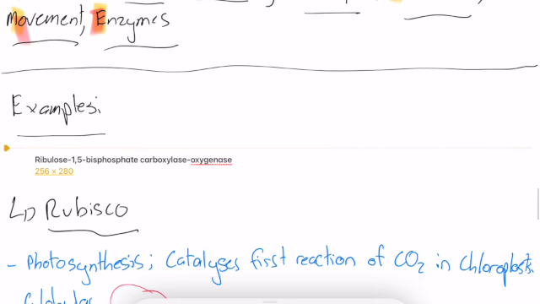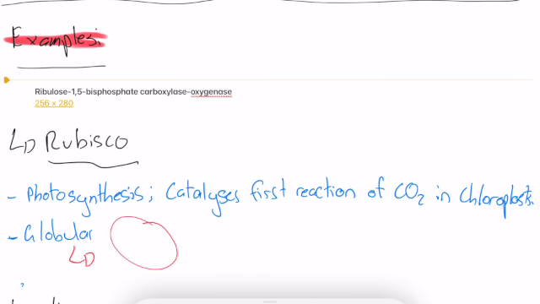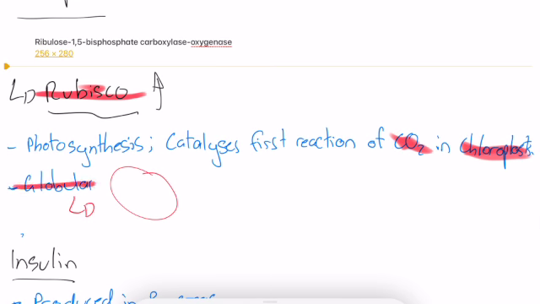Moving on to some specific examples for proteins, we have Rubisco, with its full name being something I won't say now. But Rubisco is effectively seen in photosynthesis, catalyzing your first reaction of carbon dioxide in the chloroplast. We know it's globular. Now, a globular protein, globular and fibrous, I'll talk about following these examples, but they're effectively a more spherical type of protein.